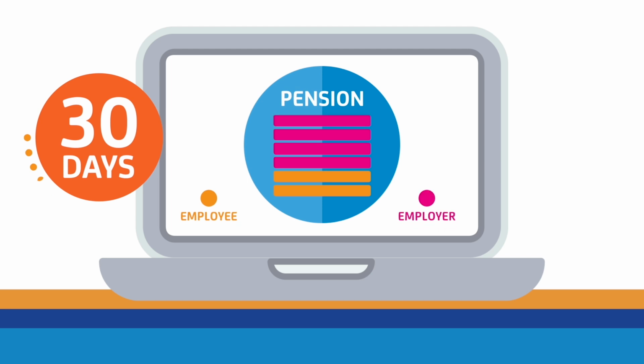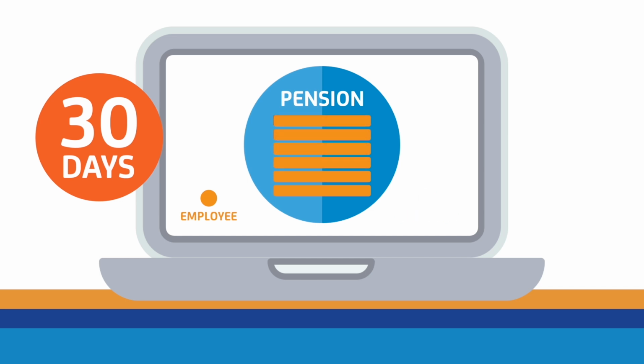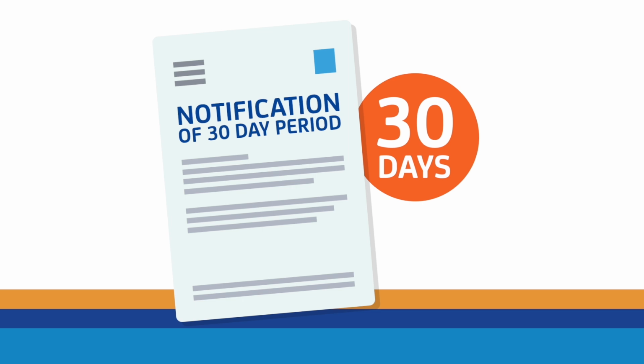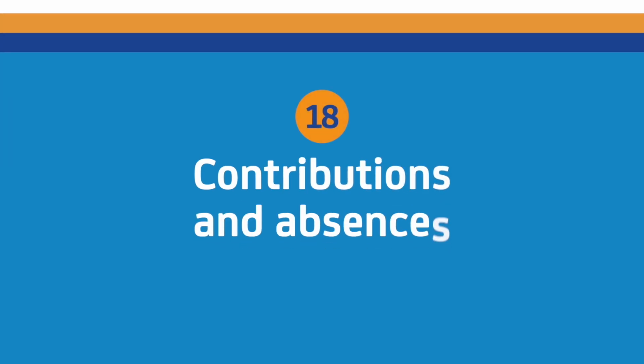If they elect after the 30-day period, the cost of the APC contract will be at full cost to the employee. The employer has the discretion to decide when the 30-day period starts. For practical reasons, it may be easier to start the 30 days deadline from the date of the employer's notification to the employee. Contributions and absences.